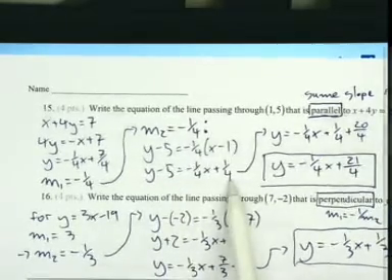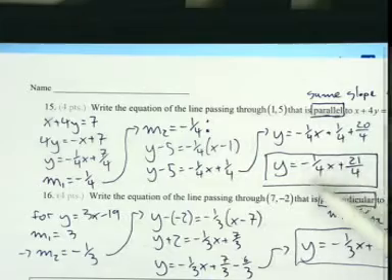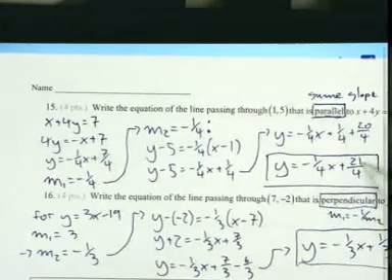Add 5 to both sides. Well, since we have a fraction over here, we have to rewrite 5 as a fraction with a denominator of 4, so that's 20/4. So your answer is y is equal to negative 1/4 x plus 21/4.